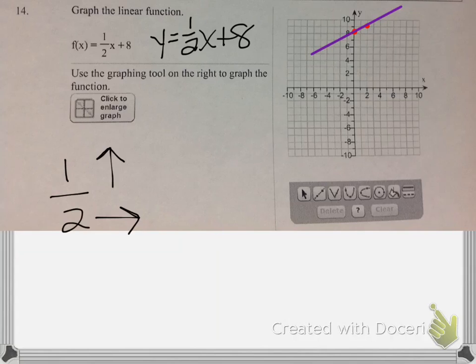So again, no work on that one, which makes that one super easy. You just have to recognize that it's in slope-intercept form. If it's in y equals form, it's in slope-intercept form.